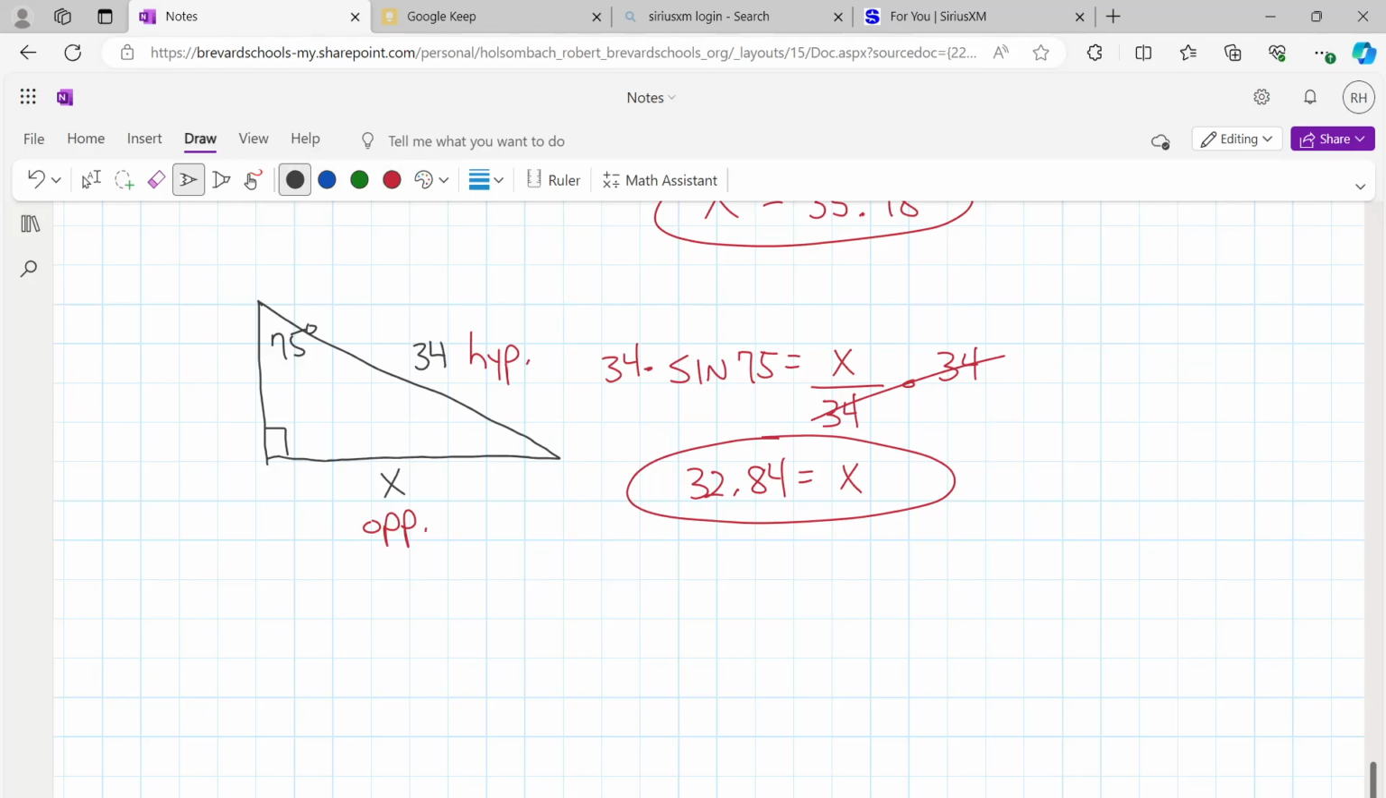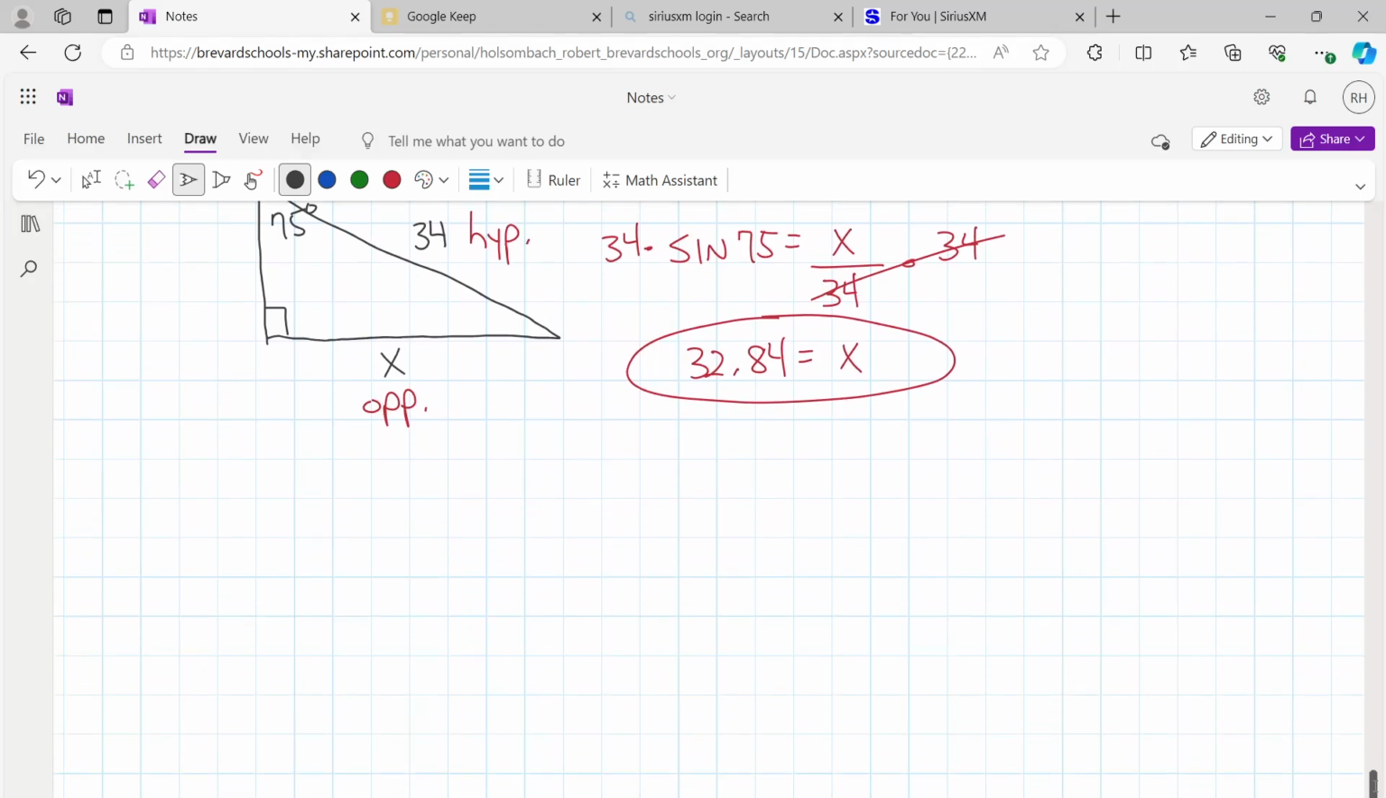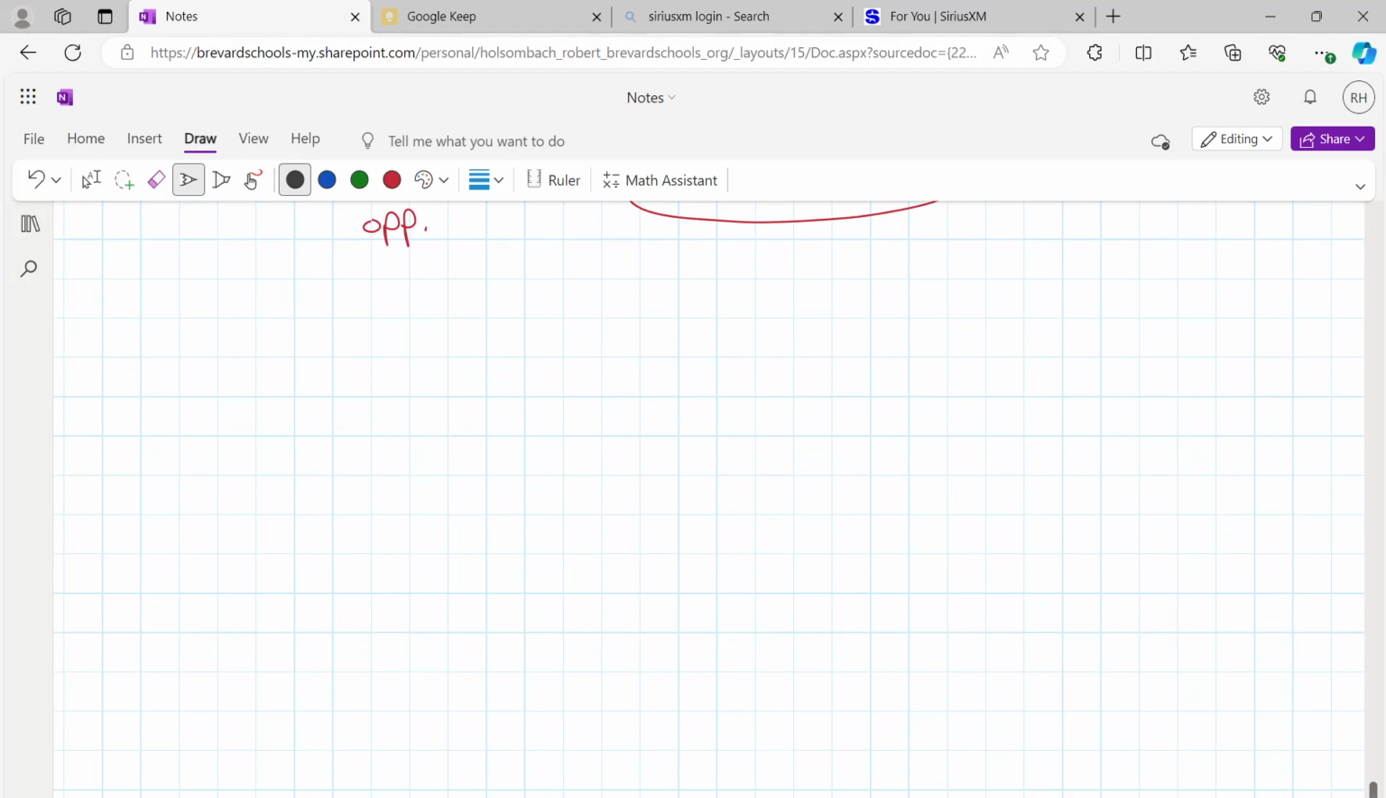Any questions on any of those examples? All right, then your practice for today is going to start on page 573. 8 through 10, 28 to 33, and then 70 to 72.